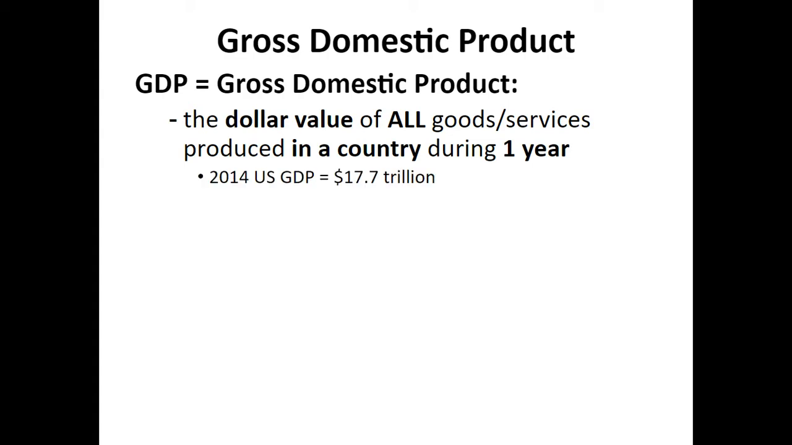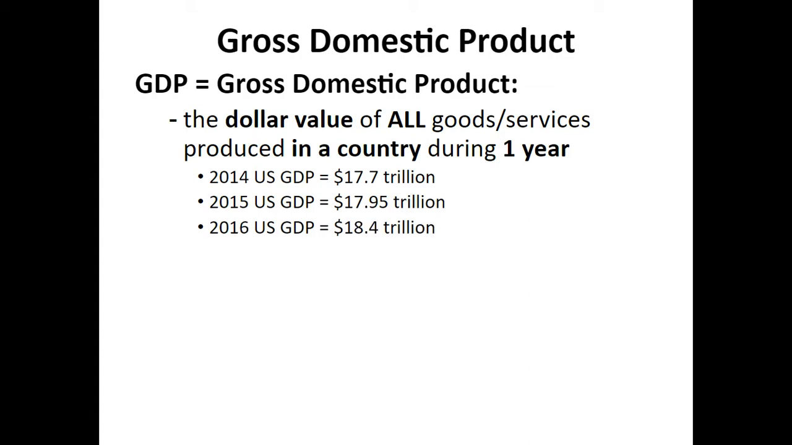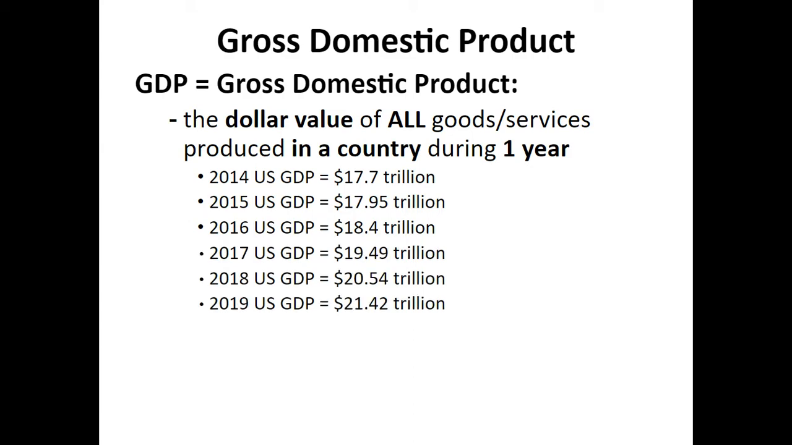Going back to 2014, the United States GDP, the total value of goods and services made, was $17.7 trillion. In 2015, it went up to 17.95 trillion, and you can see it has continued to go up each year until last year we had a GDP in the United States of $21.42 trillion. The fact that it continues to go up is a good thing, which means that our economy is strong because our economy is producing lots of goods and services, and there are a lot of people that have the money to buy those goods and services.